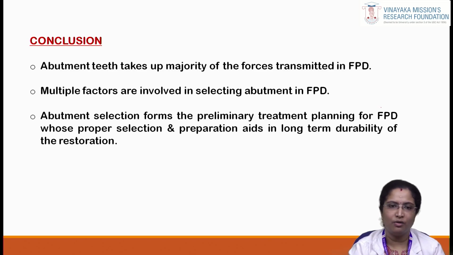How many abutments you are going to plan, or whether you are going to take a secondary abutment, is very important at the preliminary planning phase, rather than calling the patient and telling them, no, this tooth won't take up the load, we are going to take an additional tooth as an abutment. All this should not be told at the last moment. So abutment selection is to be done at the initial planning phase itself, based on the clinical examination, radiographic examination and diagnostic cast examination. So multiple factors are to be considered in selecting an FPD.